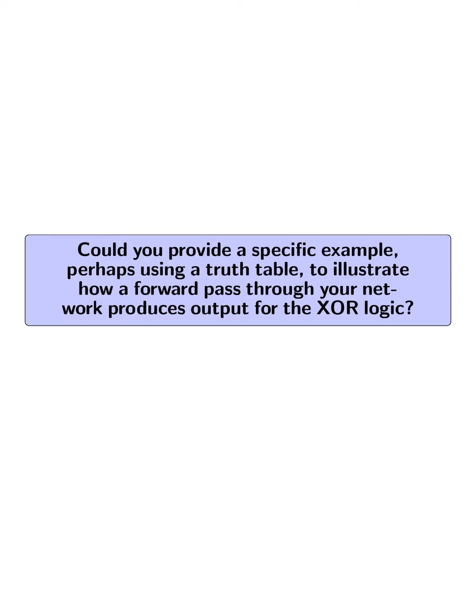Could you provide a specific example, perhaps using a truth table, to illustrate how a forward pass through your network produces output for the XOR logic?